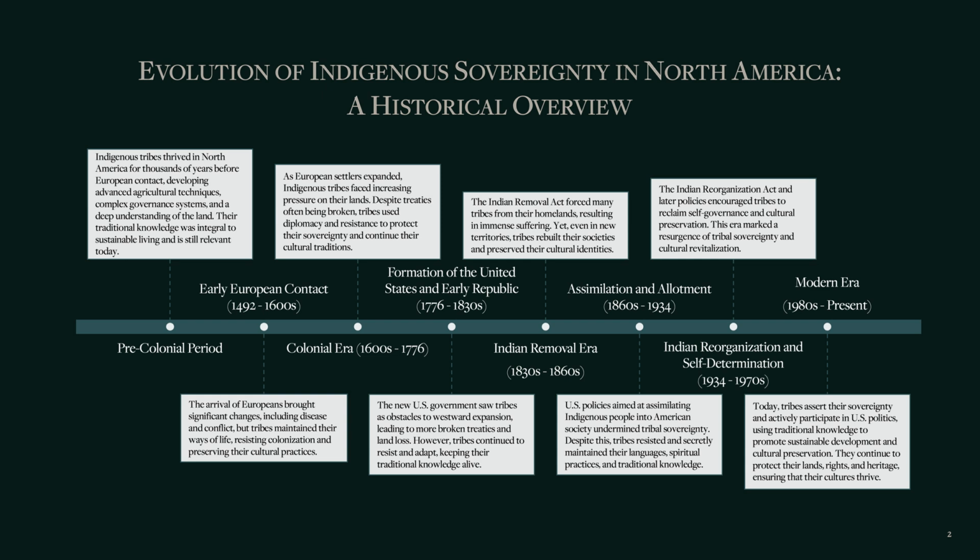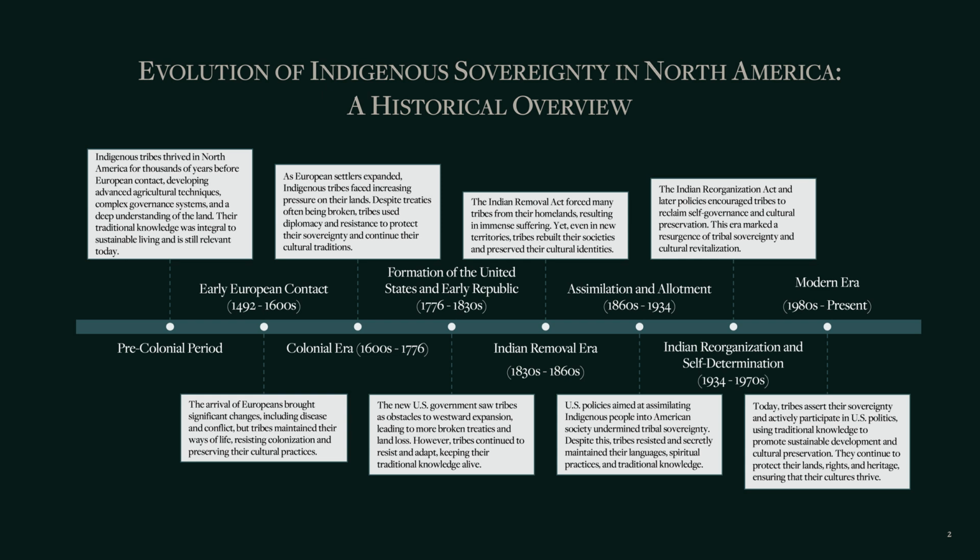During early European contact, the arrival of Europeans brought devastating changes. Diseases like smallpox, to which Indigenous peoples had no immunity, decimated populations, leading to significant societal disruptions. Despite this, tribes resisted colonization, maintaining their ways of life and preserving their cultural practices. In the colonial era, as European settlers expanded westward, Indigenous tribes faced increasing pressure to cede their lands. Despite treaties often being broken, tribes used diplomacy and resistance to protect their sovereignty and continue their cultural traditions.